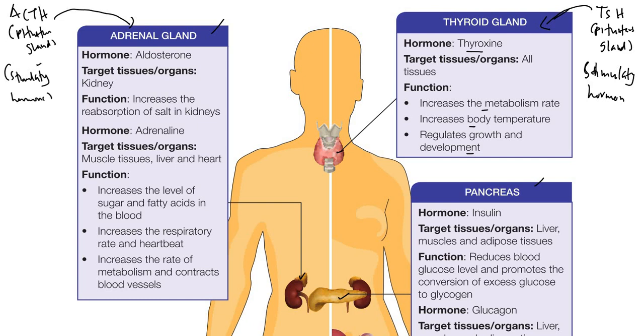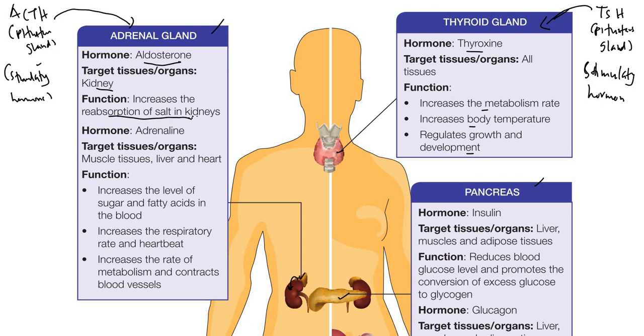Okay, so the adrenal glands will secrete two hormones. The first hormone is aldosterone. The target tissue or organ is the kidney. So the hormone from the adrenal glands will be secreted into the blood flow, and then go to the kidney, the target organ. The function is to increase the reabsorption of salts in the kidney. This one we are going to learn in chapter 13. So this is the function of aldosterone: the target tissue is the kidney, and the function is to increase the reabsorption of salt in the kidney.